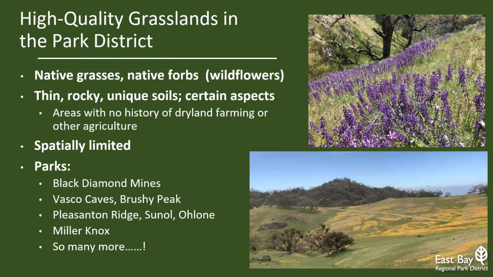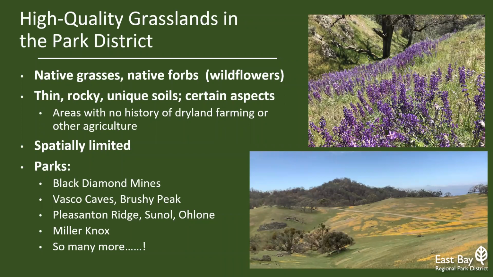So what are these high quality grasslands in the park district we're going to be telling you about? These high quality grasslands have a high occurrence of native grasses and/or native forbs. And a forb is simply a flowering herbaceous plant. You could just think wildflowers like the lupins blooming in the right-hand picture, or the yellow blooming goldfields in the fields of Schaefer Flat and Ohlone Preserve.